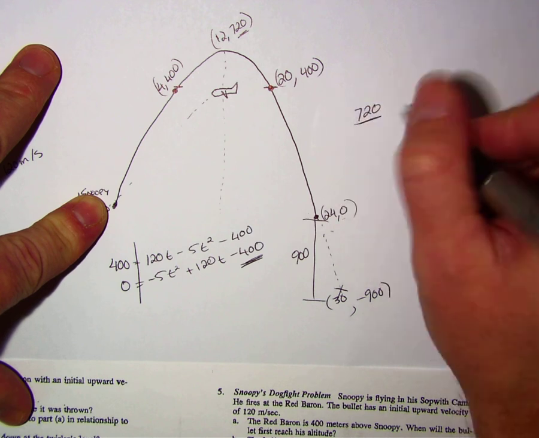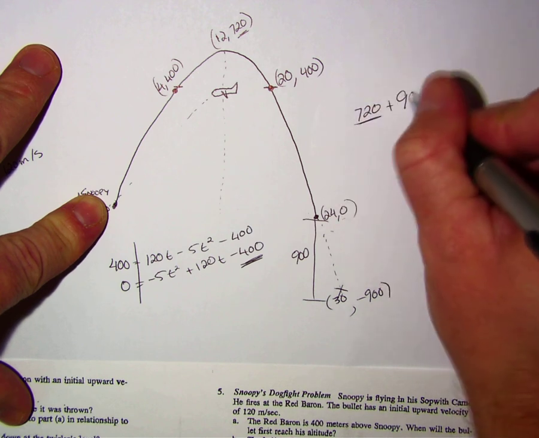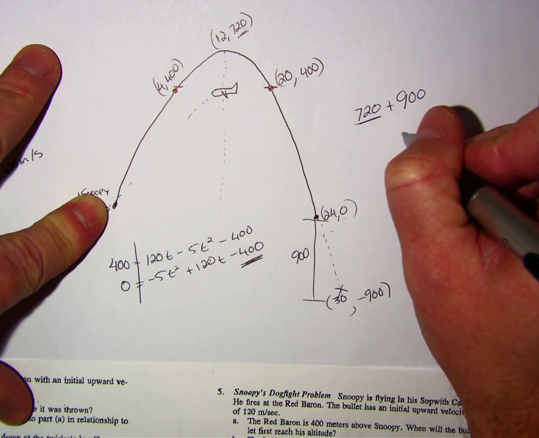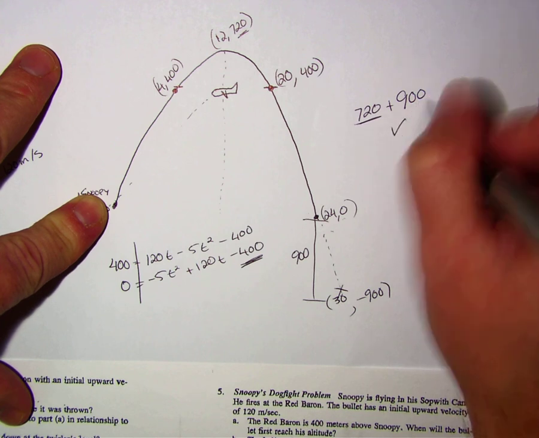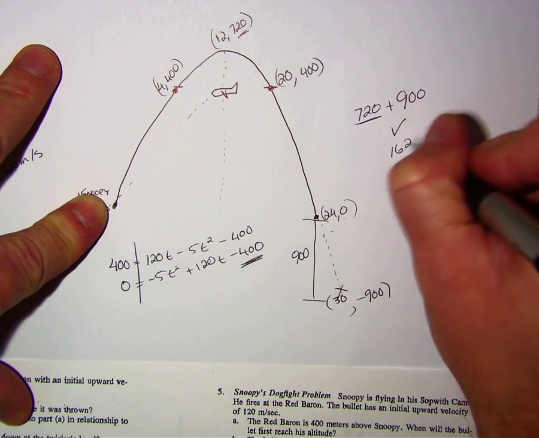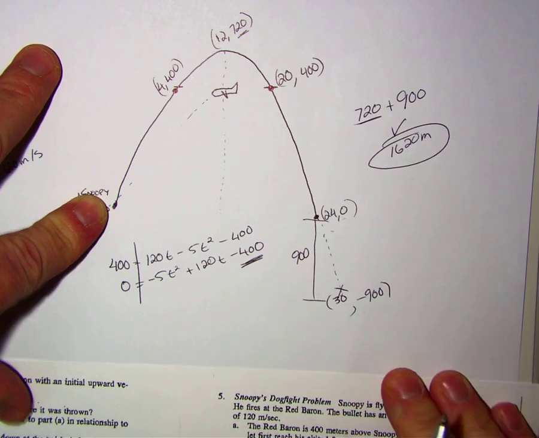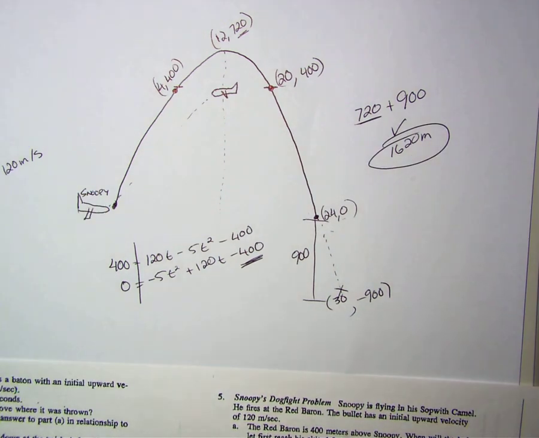Take the initial height above Snoopy and add Snoopy's height above the ground. What do you get? 1620. Good. Any questions? Cool.